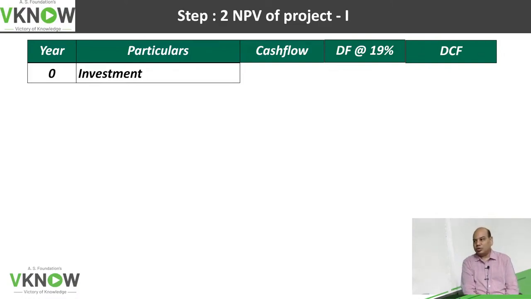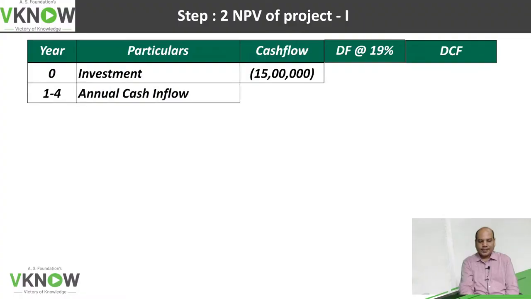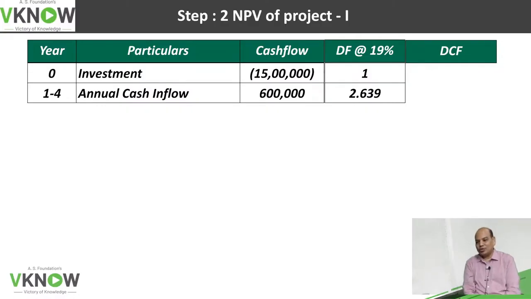Dear student, please write year 0, and as the first heading write NPV of project 1. Are you writing in your notebook? Year 0, for project 1 the investment is 15 lakh, annual cash flow 6 lakh. Calculate the NPV on your own.